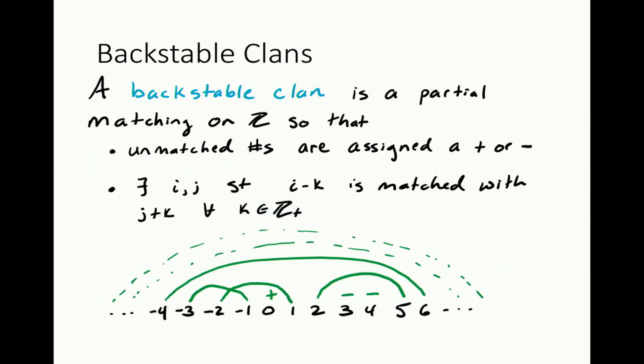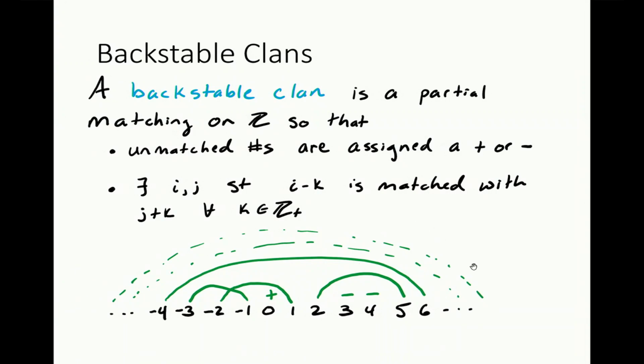Okay, so what's a backstable clan? It's going to be very similar to a clan, but now we're not scared of 0 and negative numbers. So we're going to have partial matching on Z. Unmatched numbers are assigned a plus or a minus. And then we have this condition that eventually we have just all these nested rainbow-like arcs. So eventually there's some I and J, so that I minus K is always matched with J plus K for all K in positive integers. So I've drawn kind of with these dots, like so, these dotted arcs.